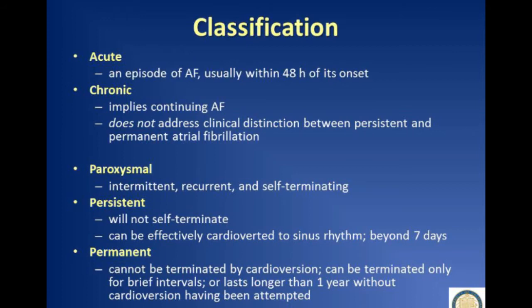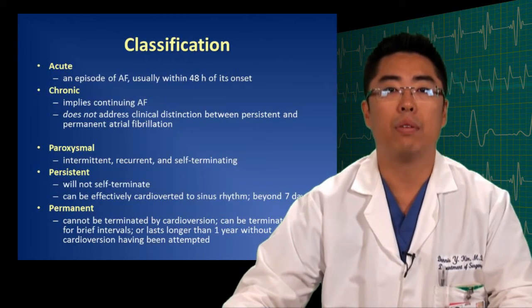Paroxysmal, persistent, and permanent are more common ways of classifying atrial fibrillation. Paroxysmal AFib usually refers to intermittent, recurrent, and self-terminating atrial fibrillation, whereas persistent atrial fibrillation will not self-terminate but can be effectively cardioverted to sinus rhythm. Permanent AFib is defined by atrial fibrillation that cannot be terminated by cardioversion, or can be terminated only for brief intervals, or lasts longer than 1 year without cardioversion attempts having been tried.